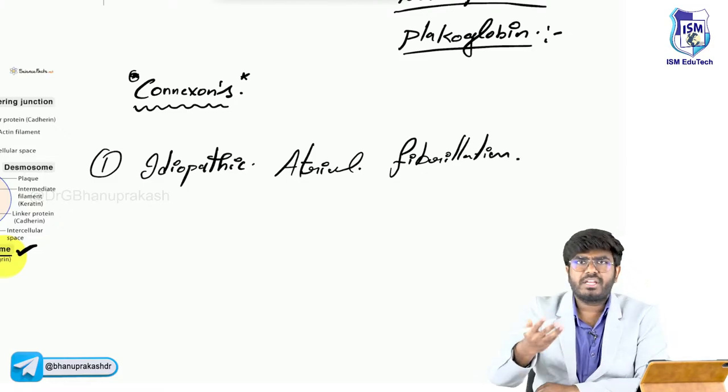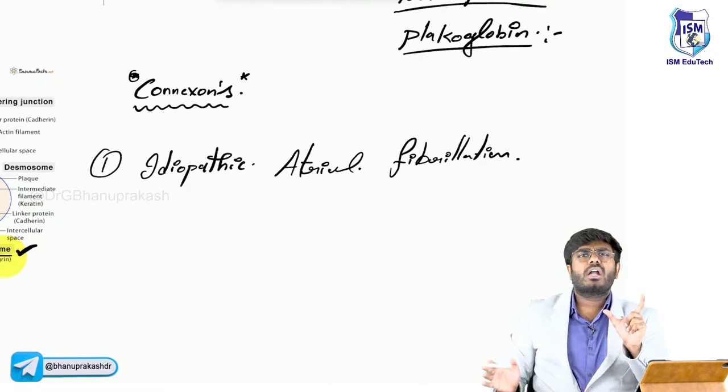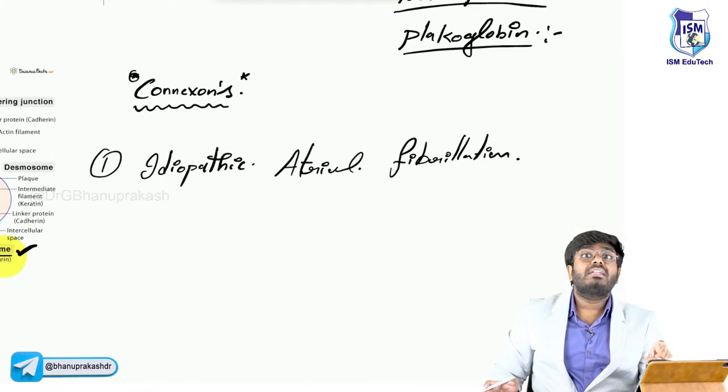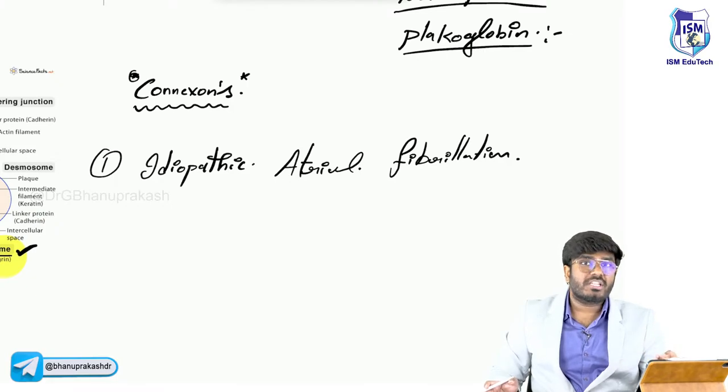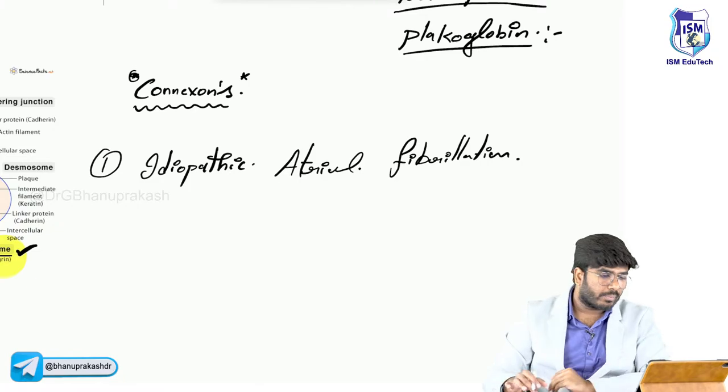So, what is atrial fibrillation? In your second year pathology, you will understand. In physiology you should know, connexons are the molecules which form the gap junctions. If there is any problem with these connexons, that is included in the pathophysiology, and that will lead to idiopathic atrial fibrillation.